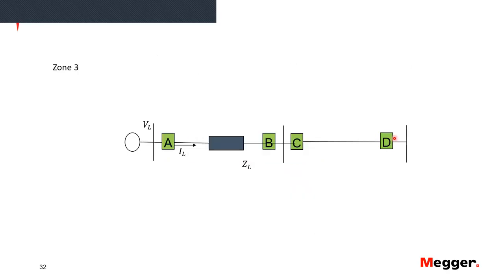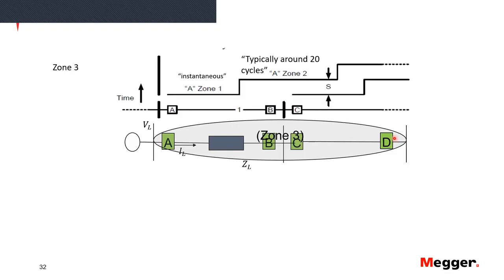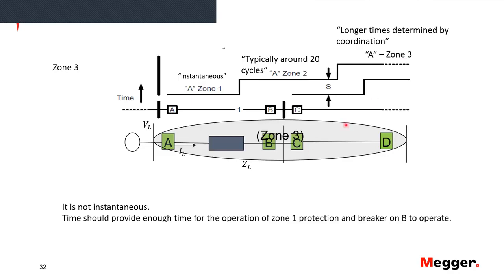So we can also design a zone 3, which is available in most relays out there, that could cover all the way to the end of the adjacent line. It is going to trip slower. Now, the time here, I'm not mentioning any typical time. The time is going to be determined by coordination. The trademark is that it's not instantaneous, and it should provide enough time, like in zone 2, for the operation of everybody, and it should only operate as backup.